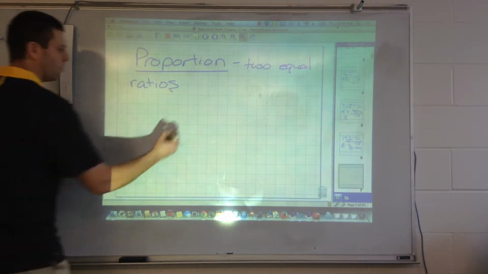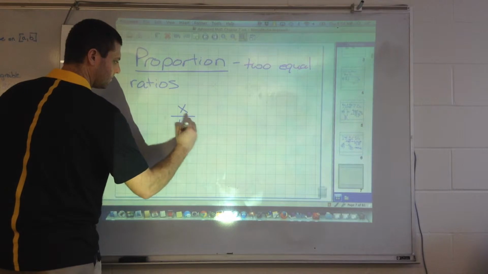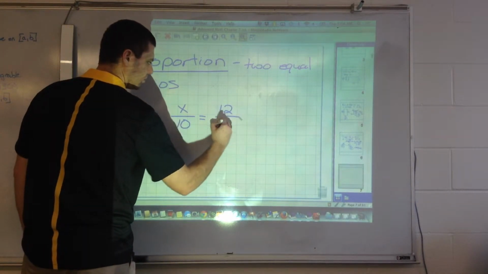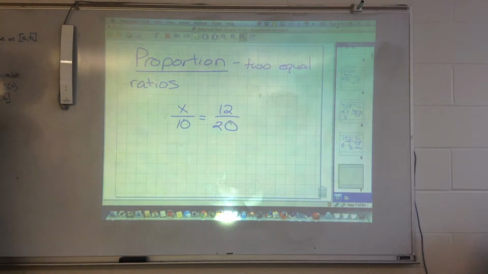Here's an example of a proportion, except I threw a variable in it. x over 10 is equal to 12 over 20. It's an example of a proportion. You'll be asked to solve those proportions. Lots of different ways to do it. One way works all the time. Other ways are pretty easy to think about when you have fairly easy proportions that you have to solve.